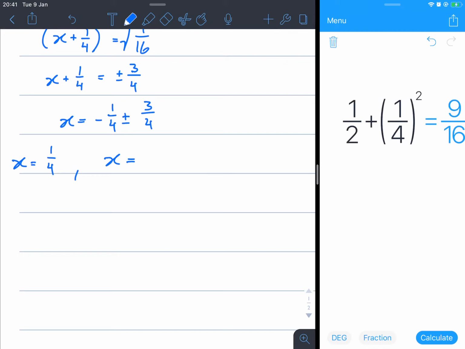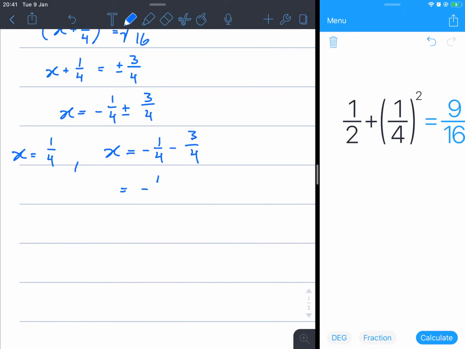This one, I'll break it down so you can see what I'm doing. So -1/4. In this one, we took the positive. In this one, we're going to take the negative 3/4. This will give us -4/4, which is -1. X equals -1.